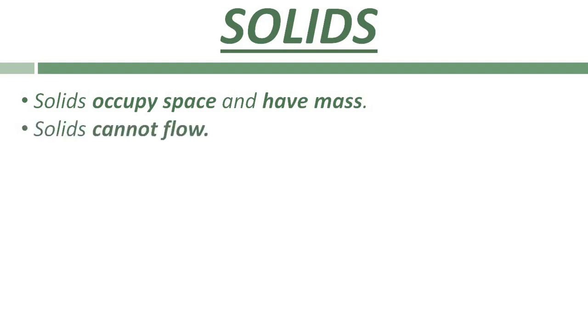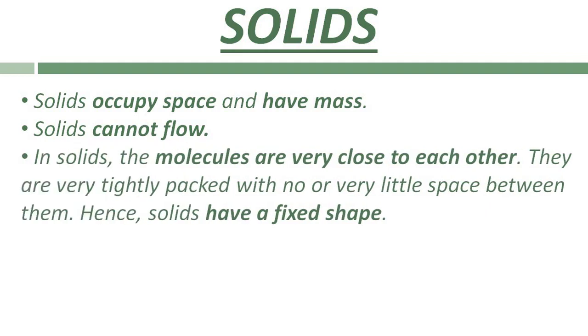Solids cannot flow, and they have a definite volume. In solids, molecules are very tightly packed, which means they are very close to each other. They have no or very little space between them. That is why solids have a fixed shape. If you take a block of wood and keep it in different containers, it retains its shape. It does not change its shape when you keep it in different containers. So it means solids have a fixed shape.